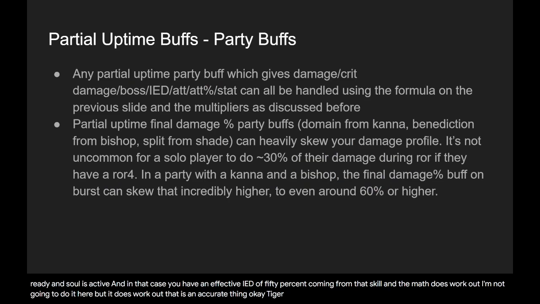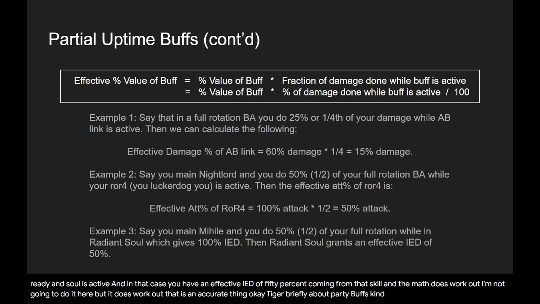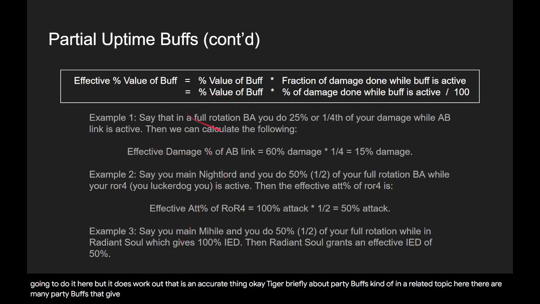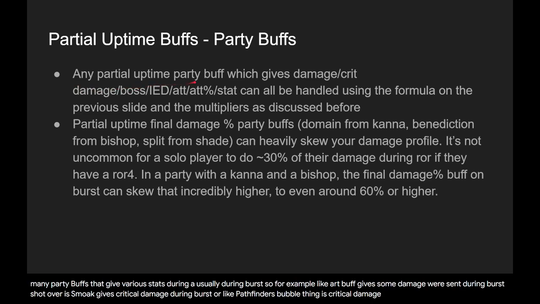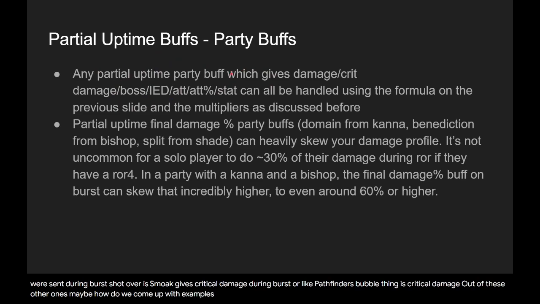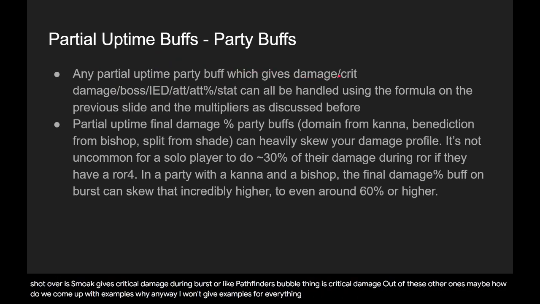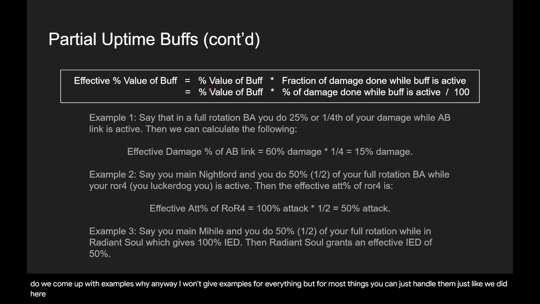I want to talk briefly about party buffs, in a related topic here. There are many party buffs that give various stats, usually during burst. For example, Arc buff gives some damage percent during burst. Shadower's Smoke gives critical damage during burst, or Pathfinder's Bubble gives critical damage. These other ones might be harder to come up with examples for. Anyway, I won't give examples for everything, but for most things you can handle them just like we did here.